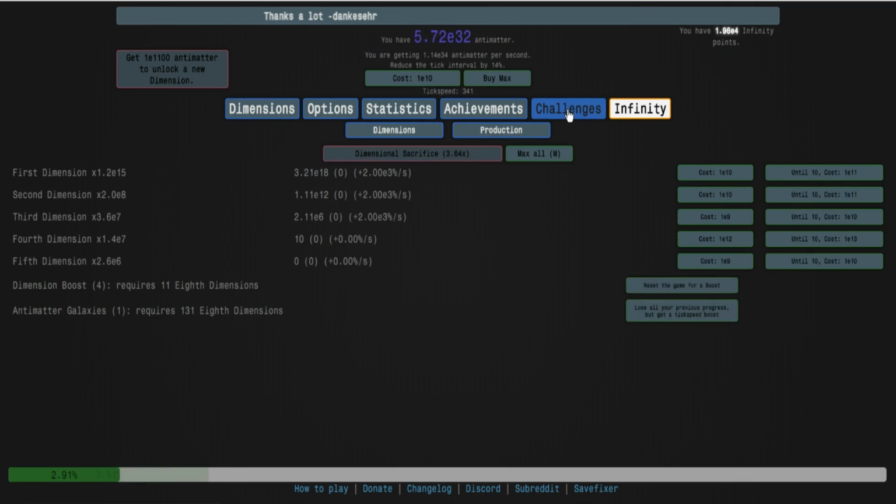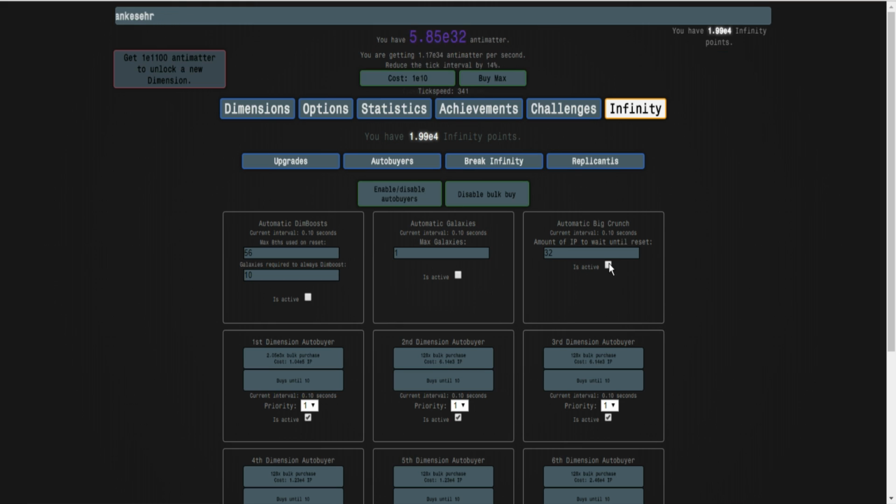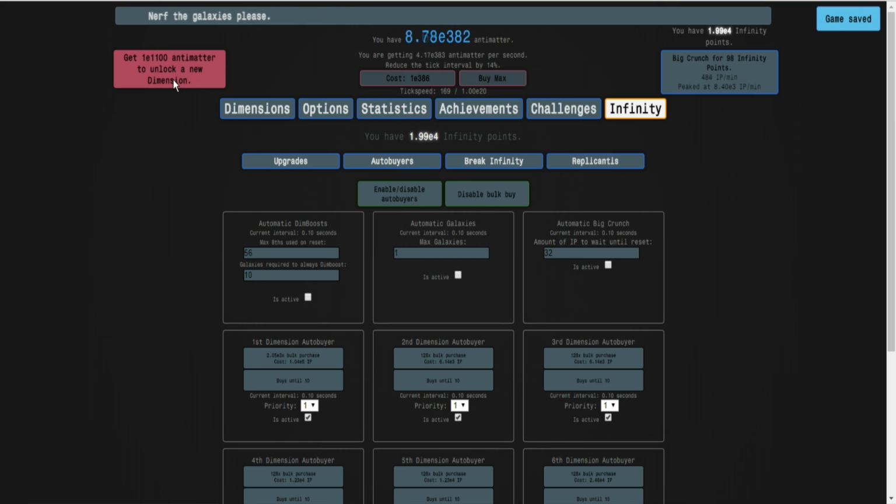Oh, I get it. What am I doing? So what I need to do... man, that just occurred to me. That took me a second. So if I turn off my big crunch... Look. We can now go much higher. I don't forget why I had 32 in here. So if we can get up to that, we unlock a new dimension. So we're getting ninth dimensions.